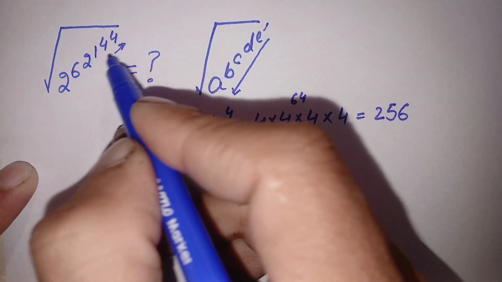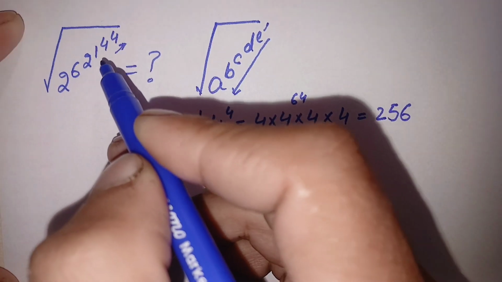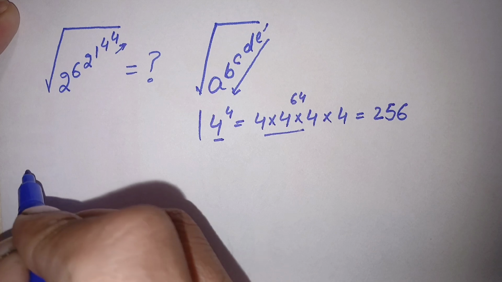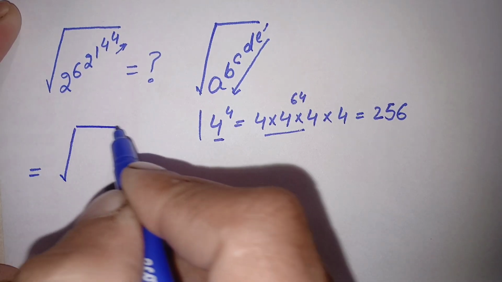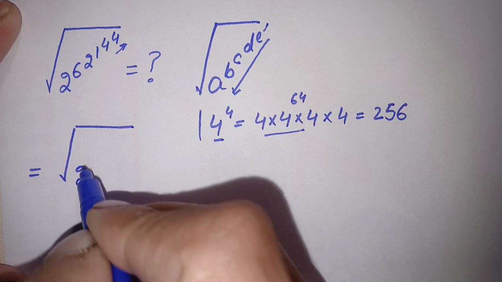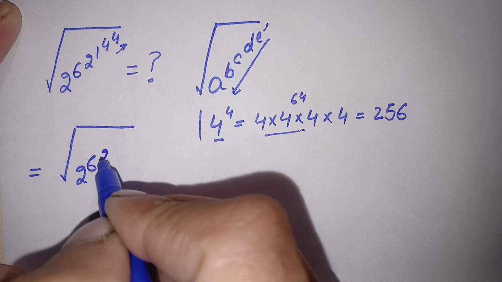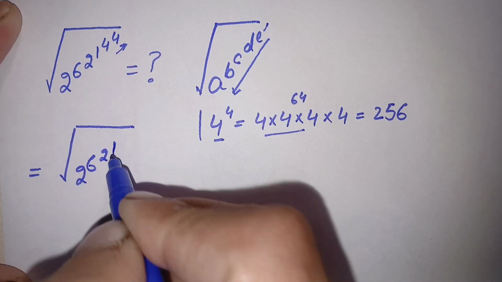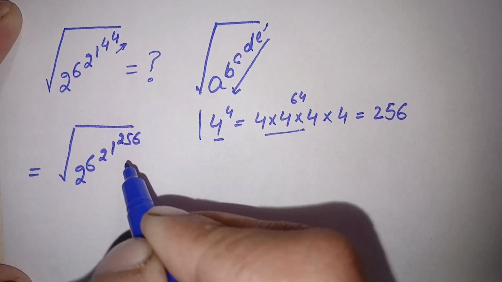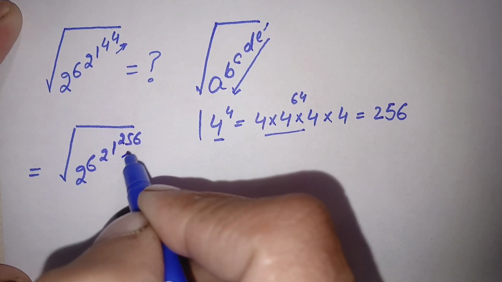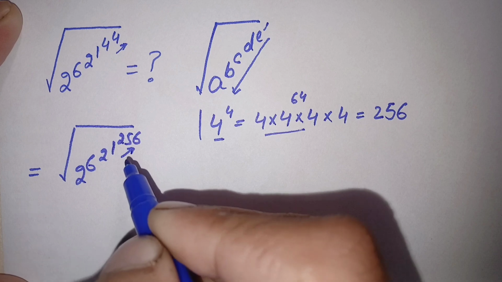So here we will replace 4 raised to power 4 with 256. This will become the whole square root of 2 raised to power 6 raised to power 2 raised to power 1 raised to power 256. Now we will try to solve this power, 1 raised to power 256.